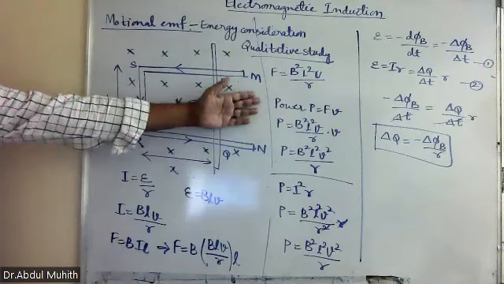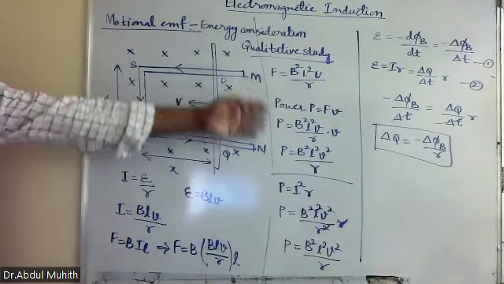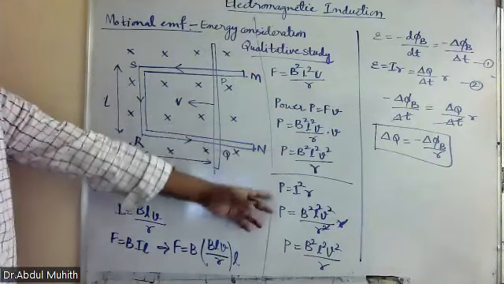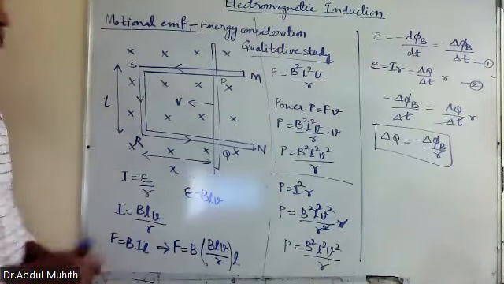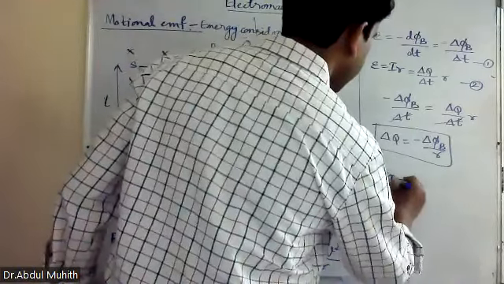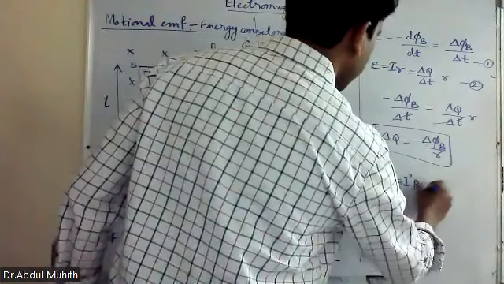After that, power P = F × V. Substitute F there and V, multiply, and you will get this formula. After that, we have one more formula. There are 3 formulas for power: P = VI = I²R = V²/R.